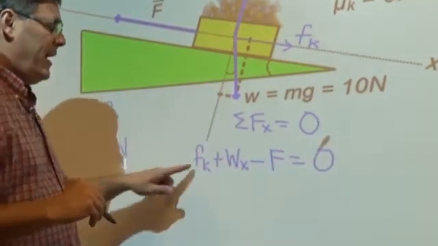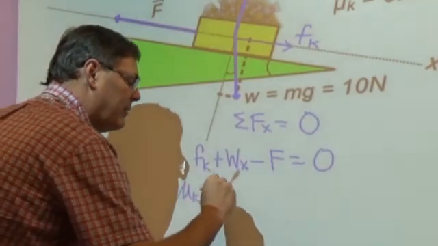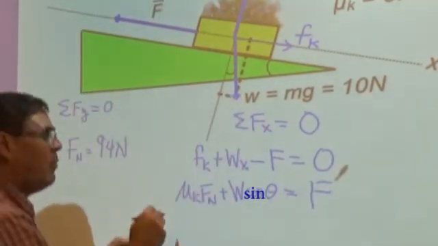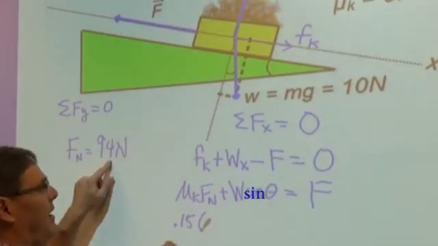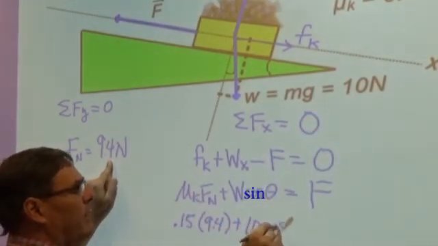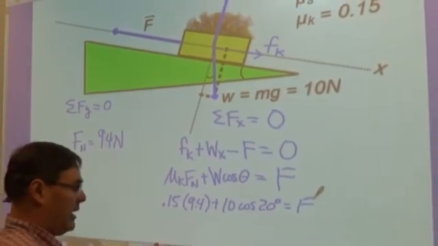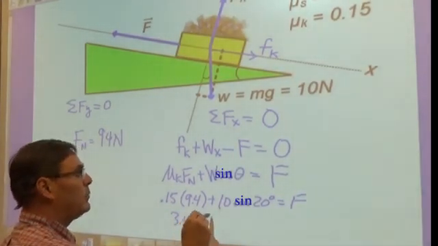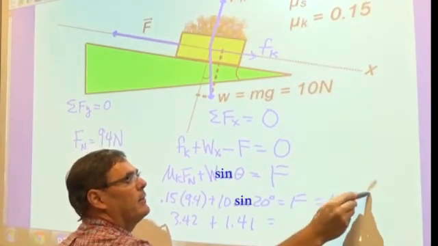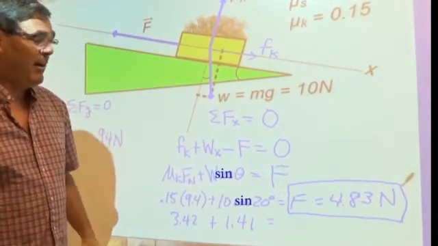Fk now is mu k times the normal force, plus the x component of weight is W sine theta, and move that F to the other side. So mu k now is 0.15, the normal force 9.4, plus the weight 10 newtons times the sine of the angle 20 degrees is going to be my pulling force up the ramp, and so that is 3.42 plus 1.41 equals 4.83 newtons.